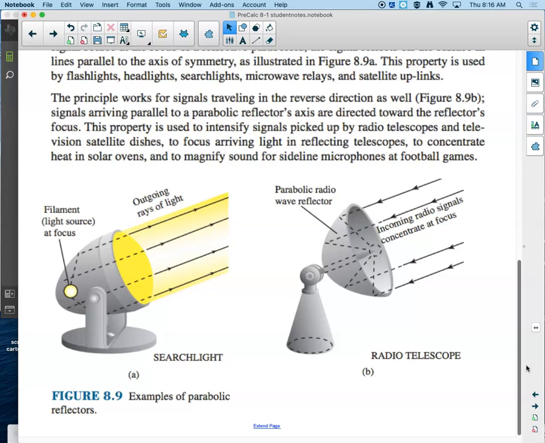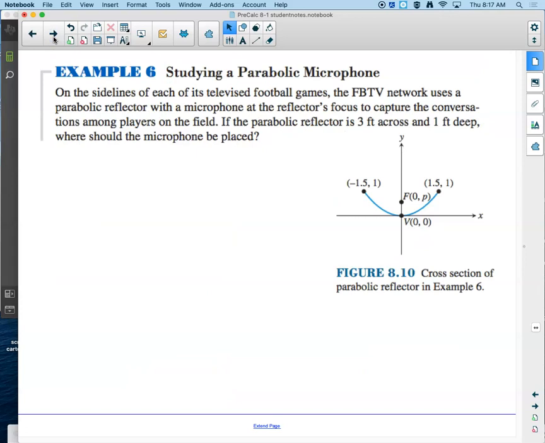So they've been talking about signals for a long time, but more information has been released in the last few years than ever before. So definitely a field where more people will be finding jobs. Now, let's talk about studying that parabolic microphone.